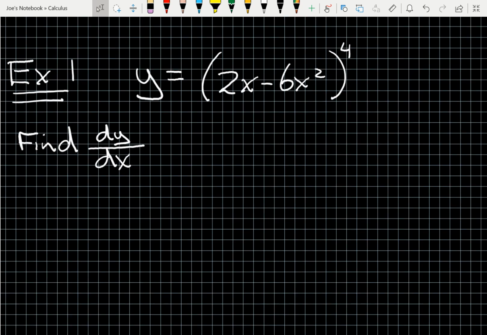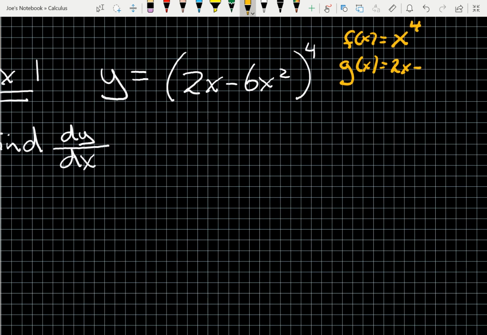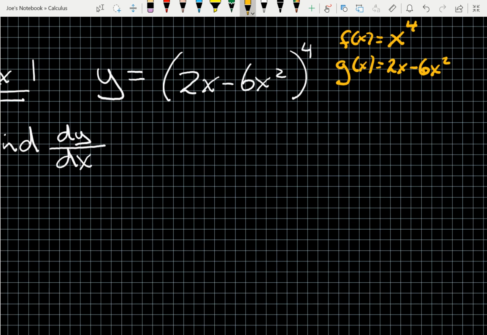So let's talk about a function y. y is equal to a composite function, (2x minus 6x squared) quantity to the fourth. So we're recognizing that the outside function, let's go ahead and put that up here, my outside function, my f of x, is going to be x to the fourth, some input to the power of 4. My inside function there is the input as you see it, 2x minus 6x squared.